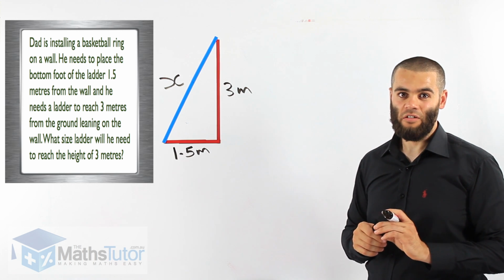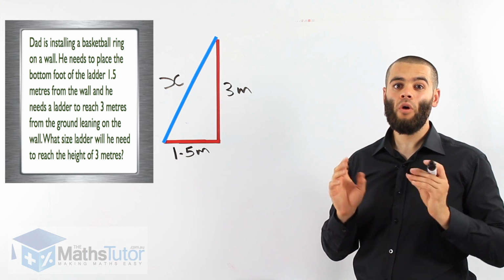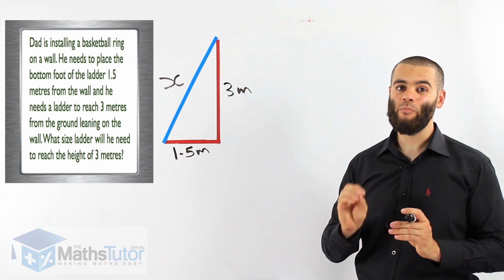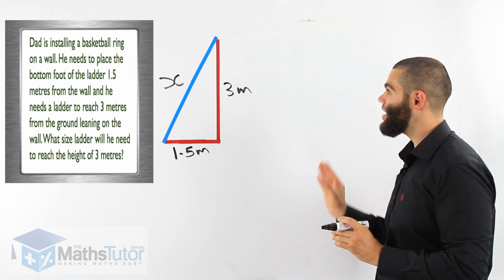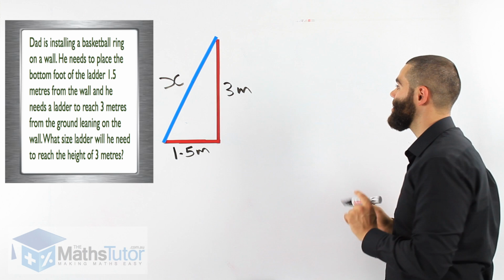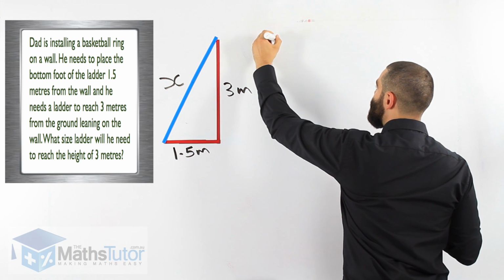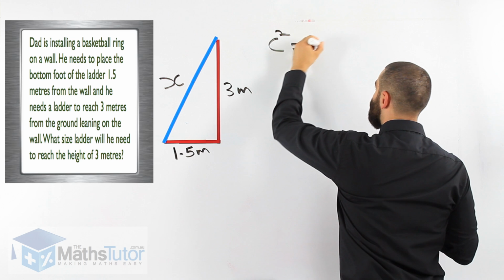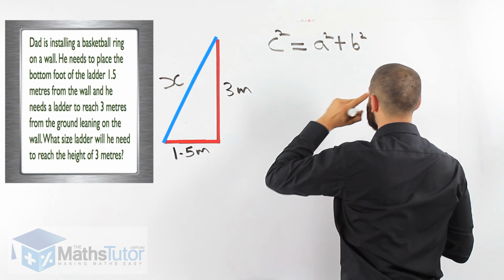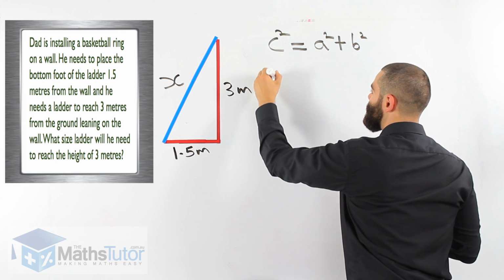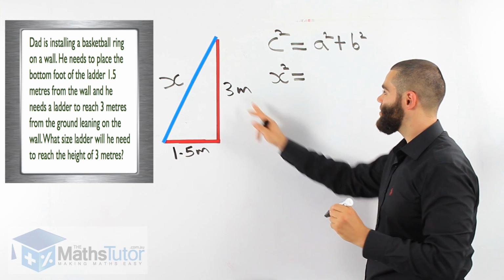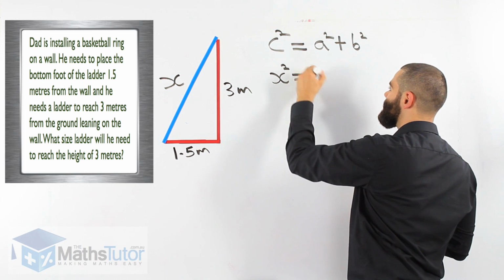What are we finding out? Are we finding out a short side or a hypotenuse? Very important question. You always ask, am I finding out a hypotenuse or a short side? In this case, the ladder makes the hypotenuse for this right angle triangle. Let's get started. We know the formula, c squared equals a squared plus b squared. C squared is our hypotenuse and the other two short sides are 3 and 1.5.